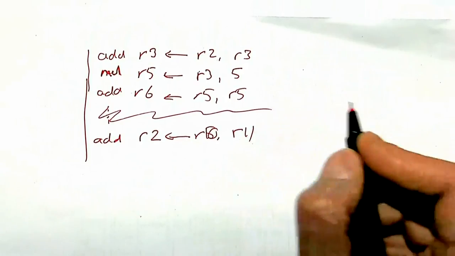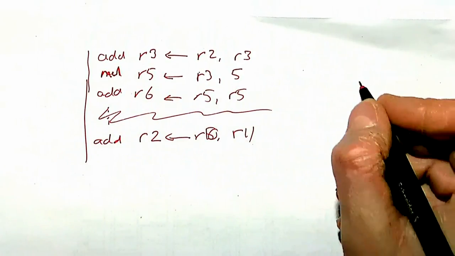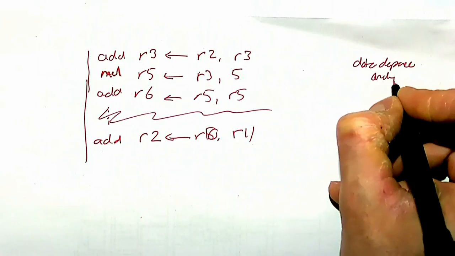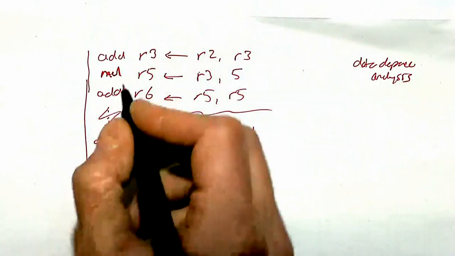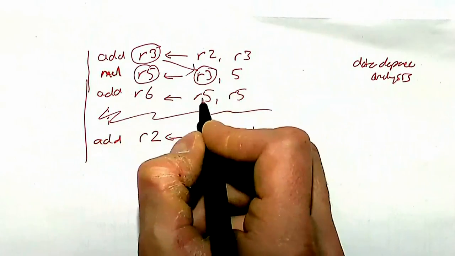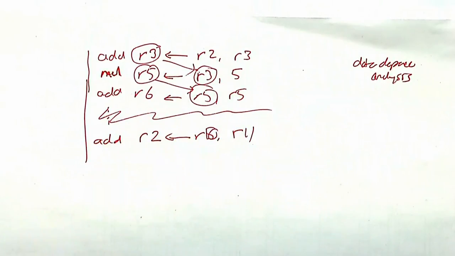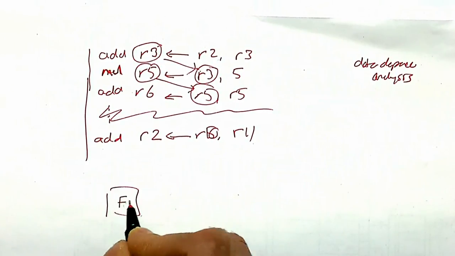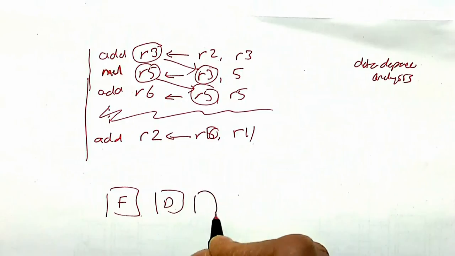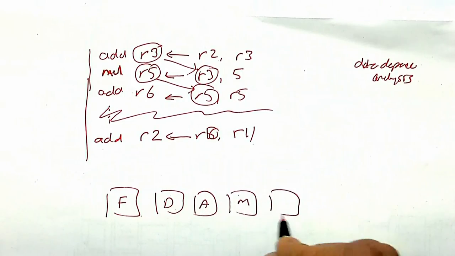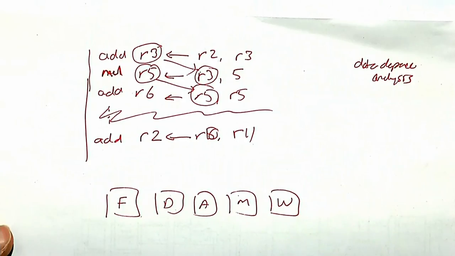So the compiler can easily do analysis, it's called data dependence analysis, through the code, and basically detects this multiply is dependent on this add, and this add is dependent on this multiply. And it can know that the machine is structured this way. You have a fetch stage, a decode stage, a register read stage, an ALU stage, a memory stage, and a write back stage.